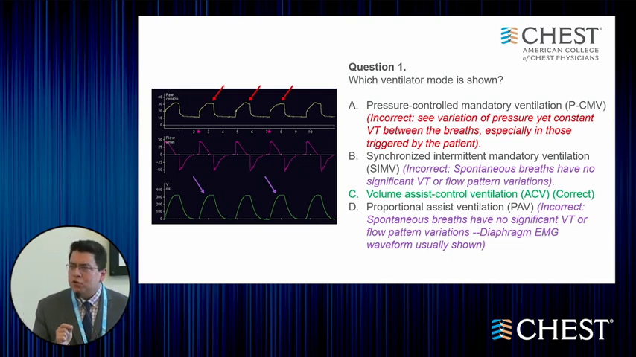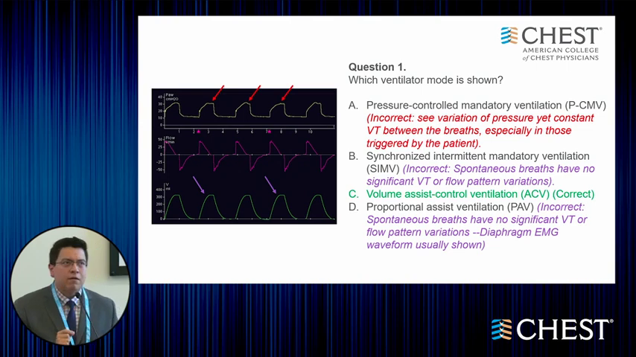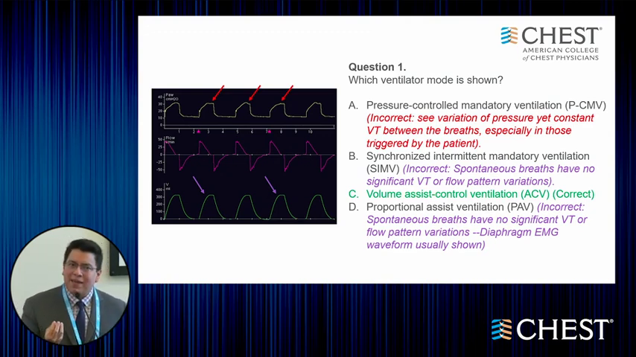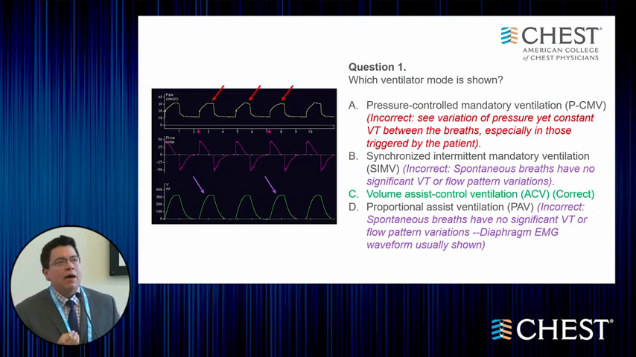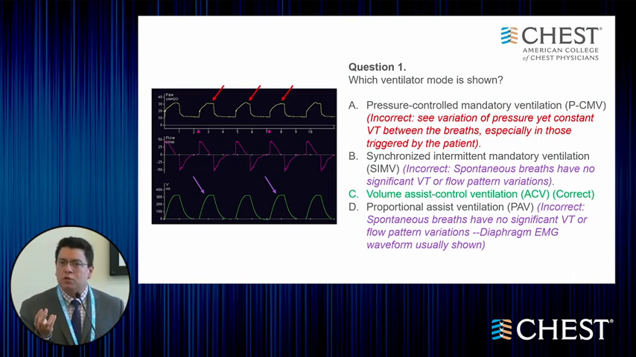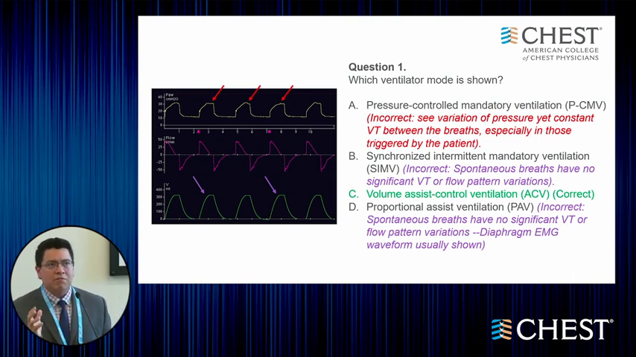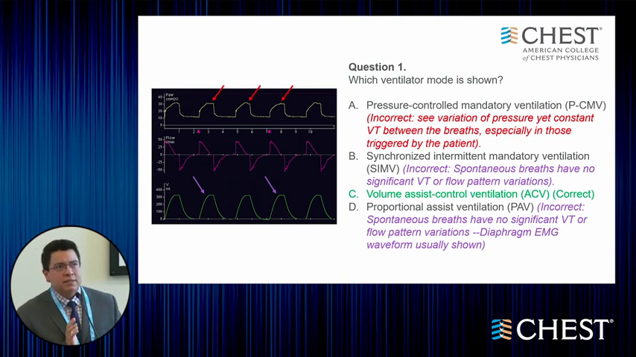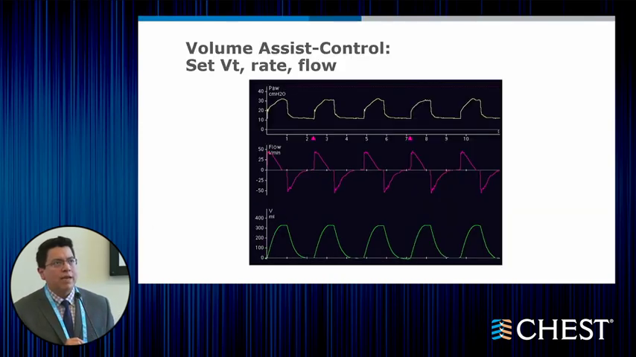Well, proportional assist ventilation, to be fair, will have to show you some idea of diaphragmatic activity. So PAV will use some degree of diaphragmatic activity and effort analysis in order to proportionally provide that support to deliver a specific amount of minute ventilation over time. So in this case, PAV is not the right answer.